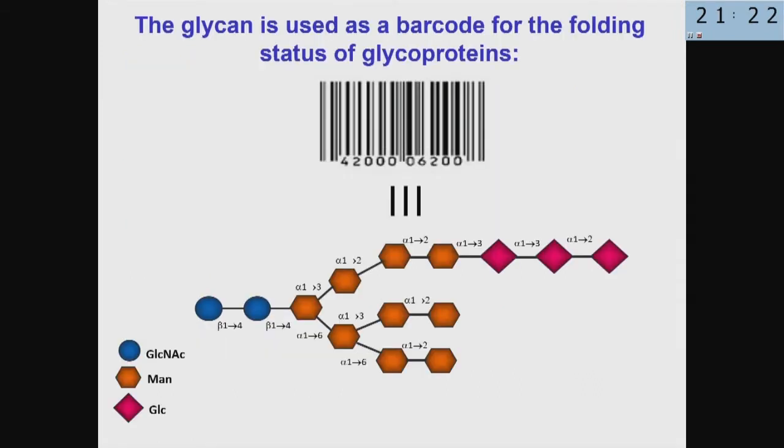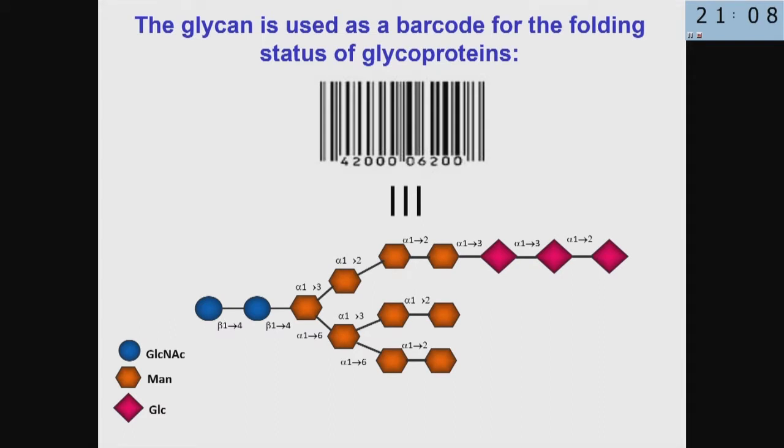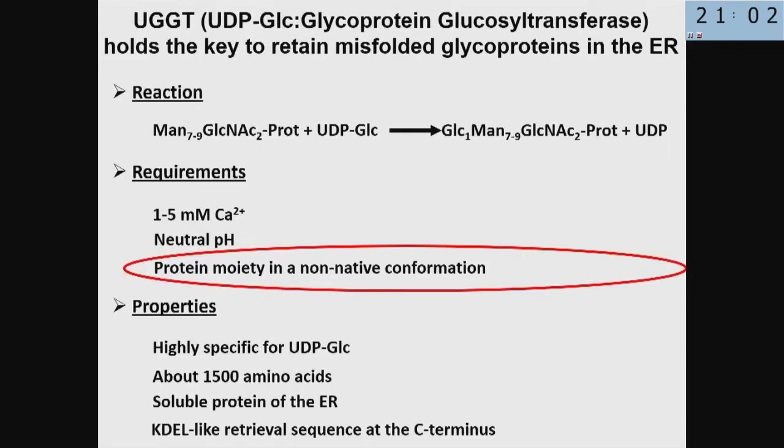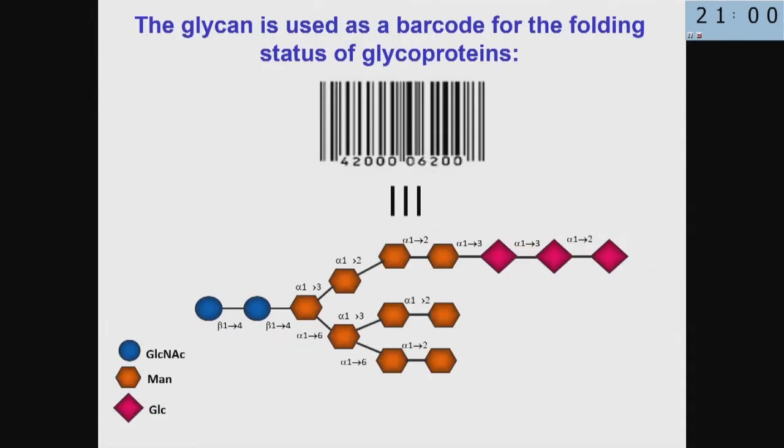And the first indication that the glycan is used by the cell as a barcode for the folding status of glycoproteins. This is the oligosaccharide transferred. The blue ones are the 2 N-acetylglucosamines. Then you have the 9 mannose and 3 glucose residues. In the ER, the 3 glucose are removed, and also 2 mannose may be removed.